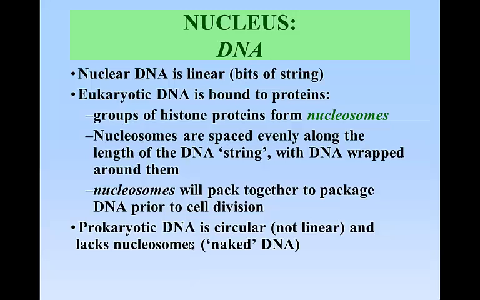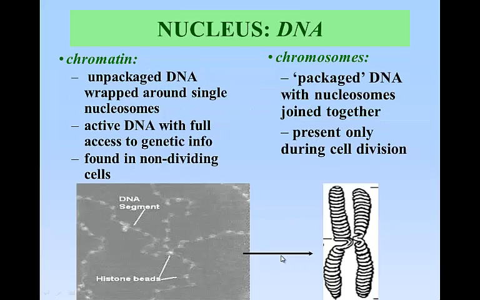These nucleosomes can pack together, and they package very tightly to form chromosomes when we tighten up a long piece of DNA to make a nucleosome. Now, prokaryotic DNA is circular, and it doesn't have nucleosomes, so that's kind of a key thing. I need you to know that prokaryotic DNA is circular. It doesn't have those nucleosomes.